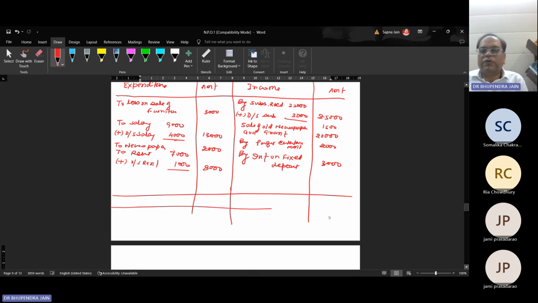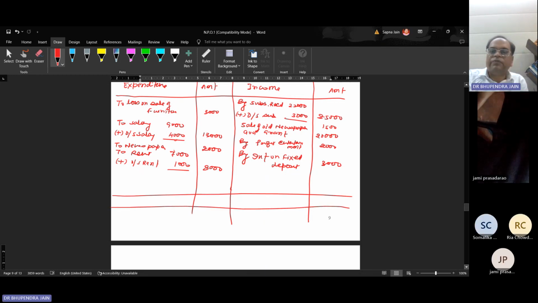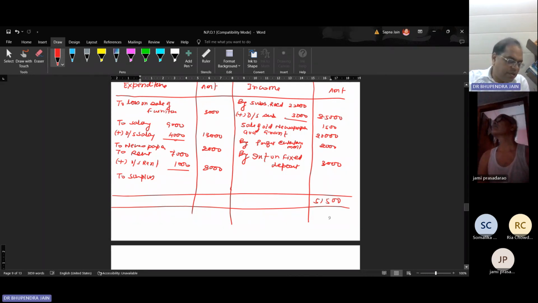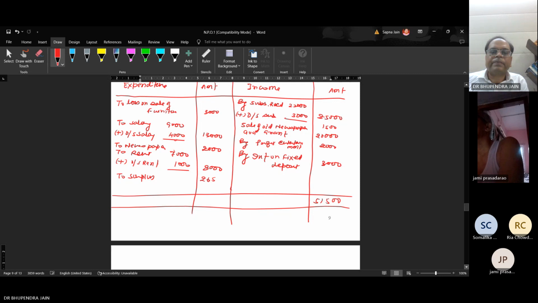Now make the total of first credit side: 25,000 plus 1,500 plus 20,000 plus 2,000 and plus 3,000. So total income is 51,500. यहाँ क्या आएगा बेटा, सरप्लस: minus 3,000, minus 13,000, minus 10,000. This is 26,500. ठीक बेटे.